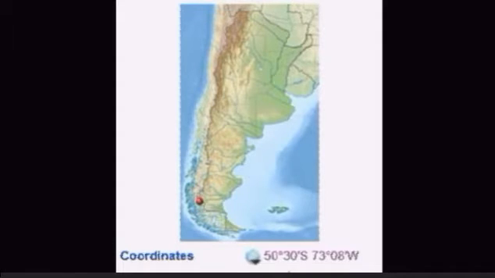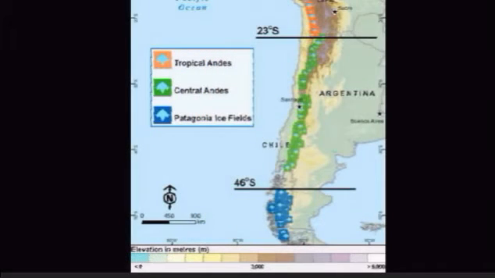Now we're going to go to the climate map. That glacier is located dead center in the Patagonian ice fields, which means the deterioration rate is going to be a lot slower due to the ice.